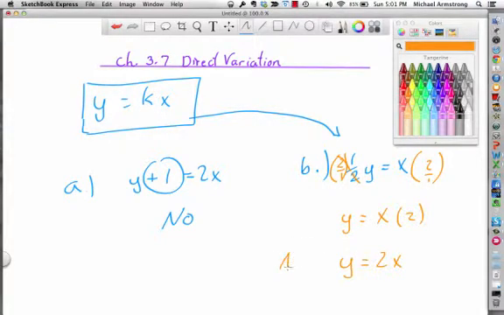So this would be not no, but yes. This has direct variation because it follows our form, y equals kx. Our constant k in this case is 2 again. That was that one that we already did.